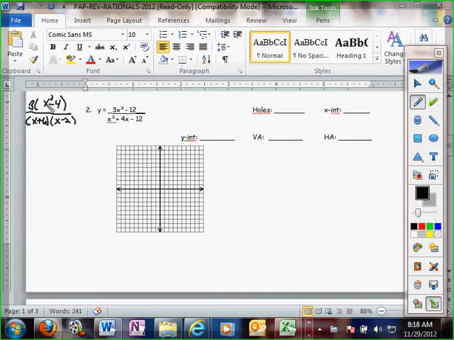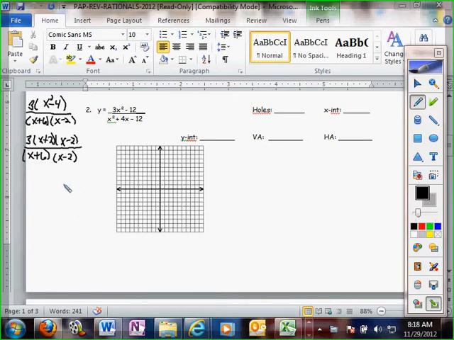Not quite finished yet. I can factor this. This is the difference of squares inside parentheses on top. So that's going to be 3 times x plus 2, x minus 2, over x plus 6, x minus 2. So it's completely factored.